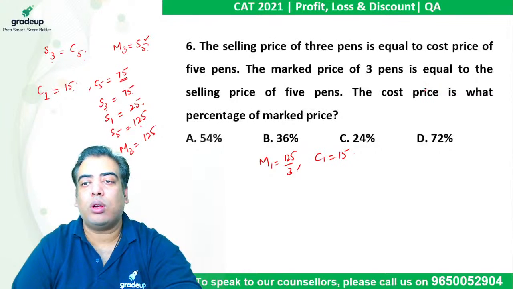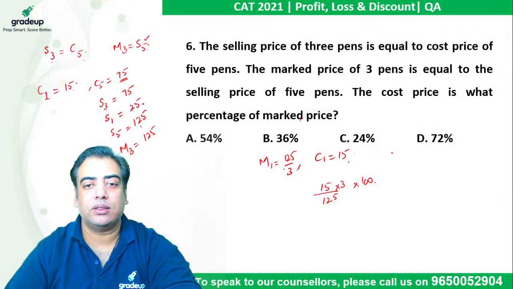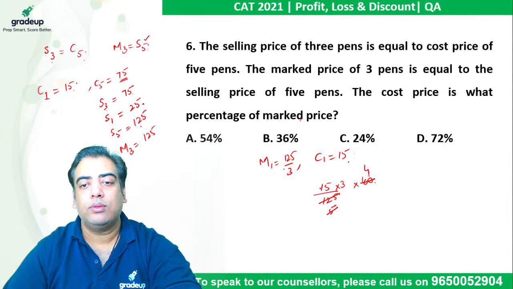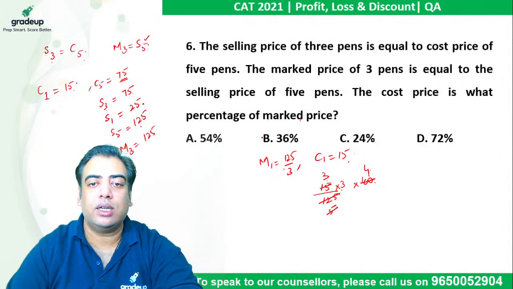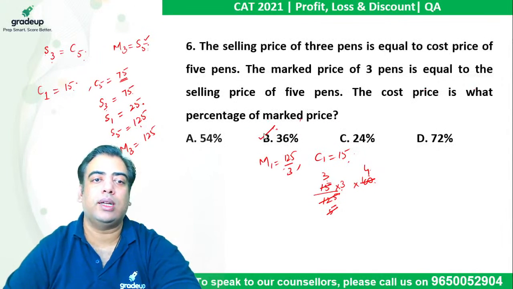The question says the cost is what percentage of the mark price? So 15 divided by 125 by 3. So 3 will go to the numerator, multiplied by 100 gives me the required answer. So 25 into 4 is 100, 25 into 5 is 125, 5 3s are 15, 3 into 3 is 9, 9 into 4, 36% will be the required answer.